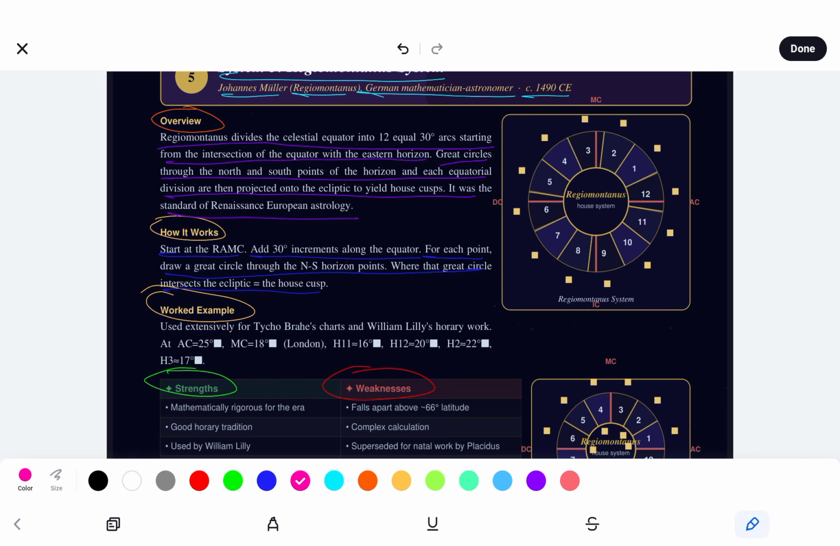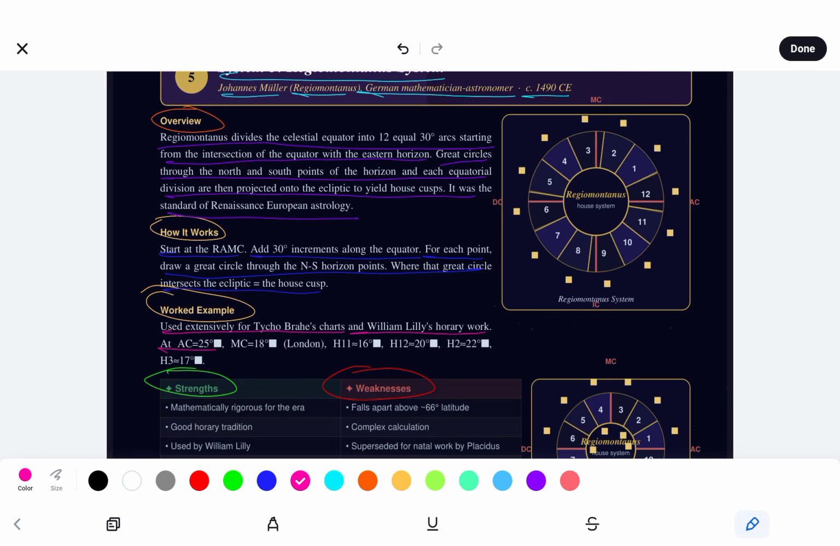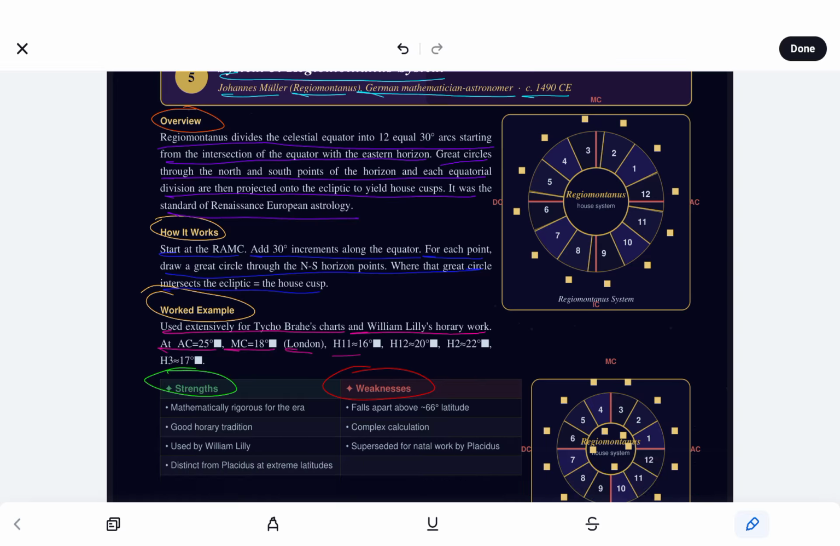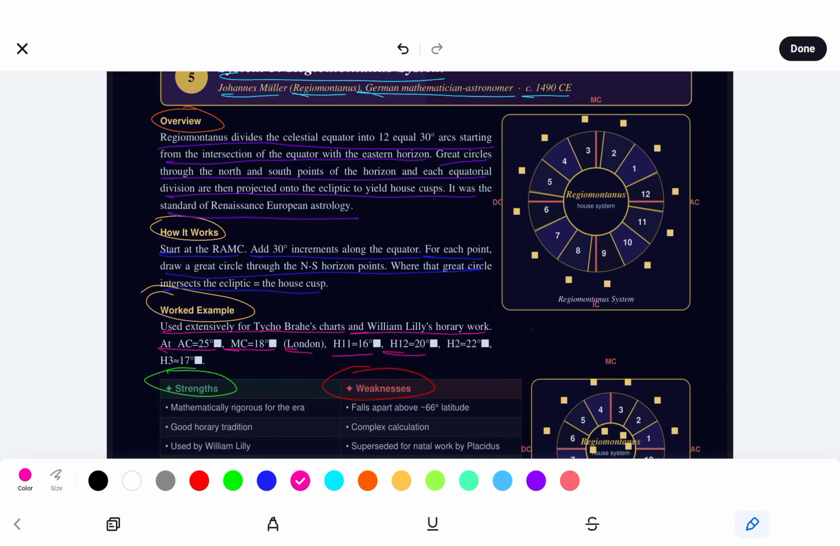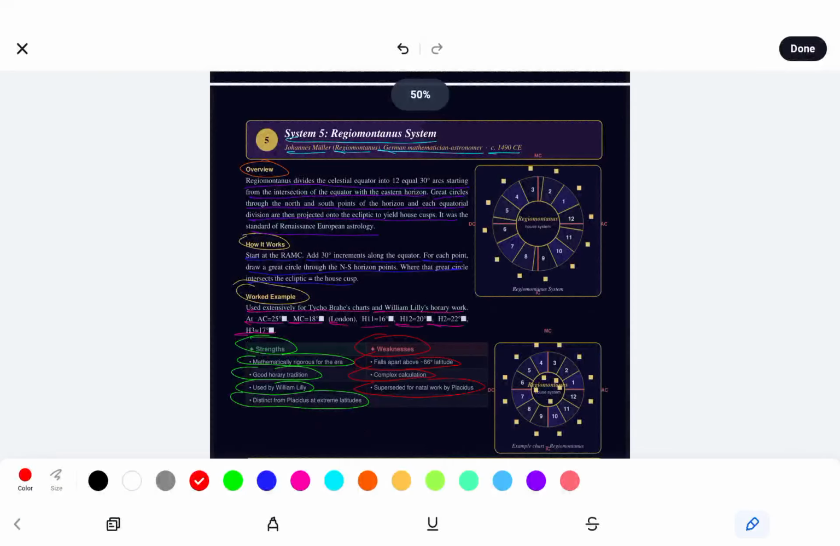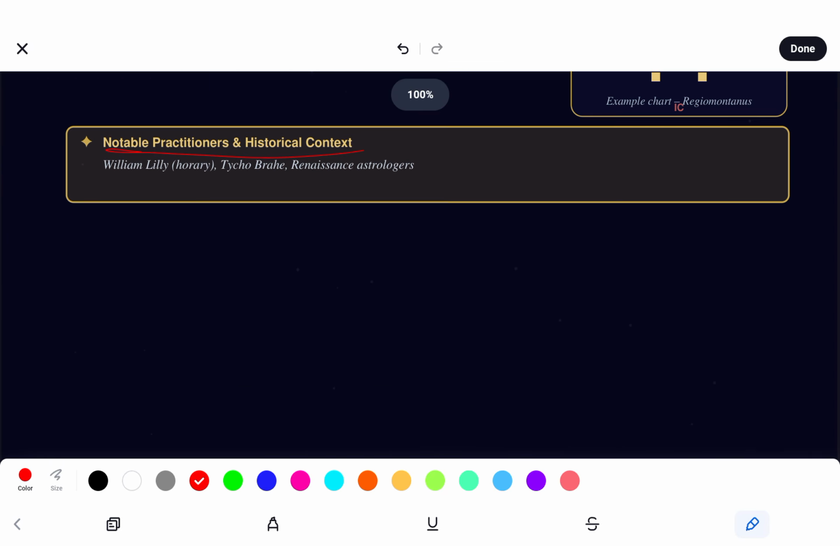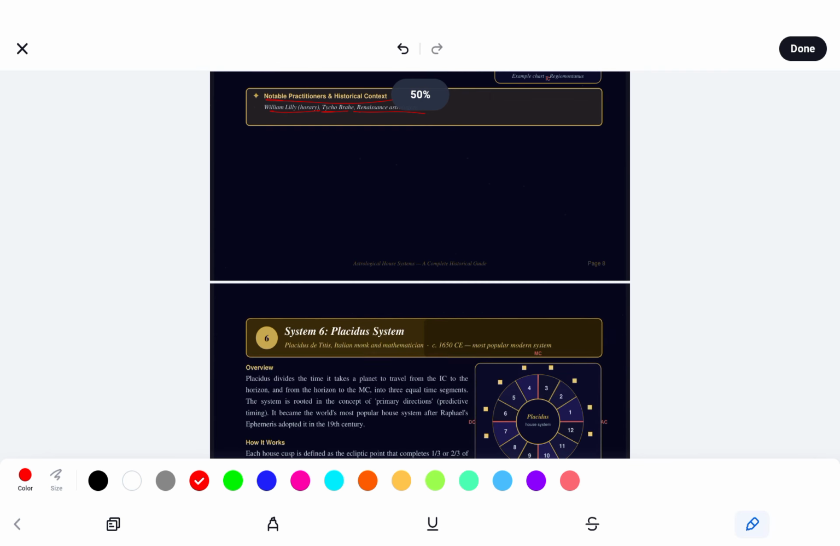where that great circle intersects the ecliptic equals the house cusp. Used extensively for Tycho Brahe's charts and William Lilly's Horary work. With the ascendant equals 25 degrees, midheaven equals 18 degrees, London, the 11th house equals 16 degrees, 12th house equals 20 degrees, second house equals 22 degrees, and third house equals 17 degrees. So it's mathematically rigorous for the era, good for the Horary tradition used by William Lilly, and distinct from Placidus at extreme latitudes. However, it falls apart above 66 degrees latitude. This is a complex calculation and superseded for natal work by Placidus. Used primarily by William Lilly and his Horary astrology, Tycho Brahe, and Renaissance astrologers.